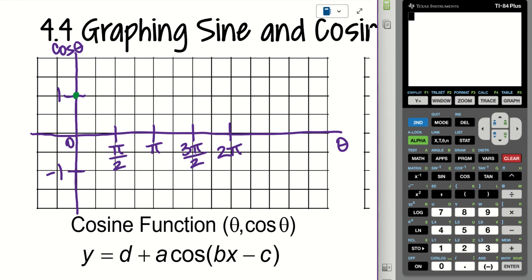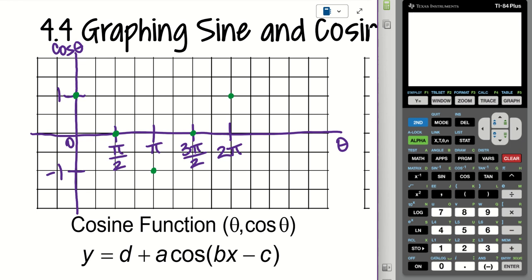Then we're going to skip some angles. We went straight up to pi over 2. The cosine of pi over 2 is 0. Cosine of pi is -1. Cosine of 3 pi over 2 is 0. And back around, cosine of 2 pi is +1. If I just connected these 5 points, it would look like a V, an absolute value function.